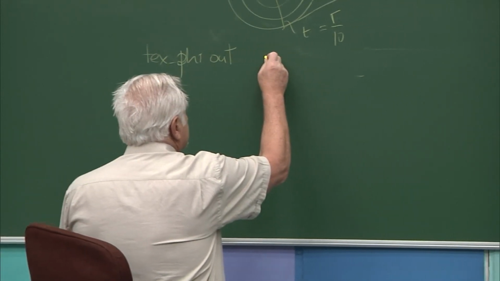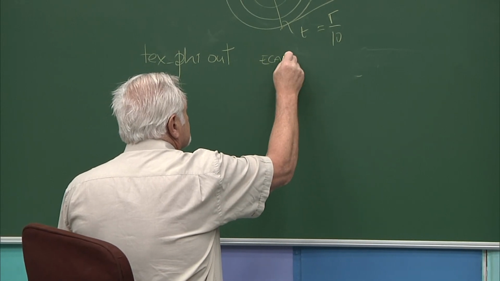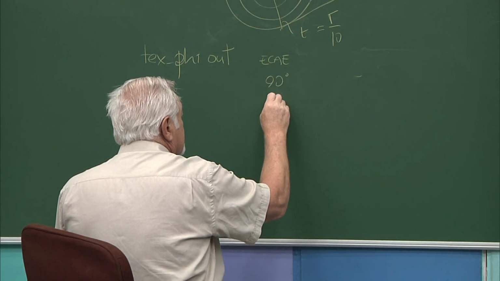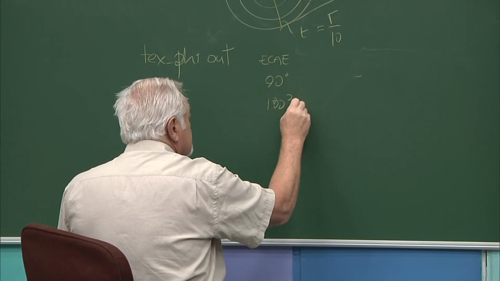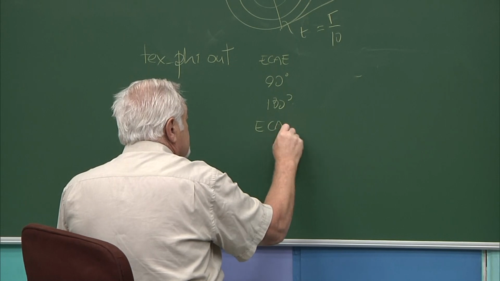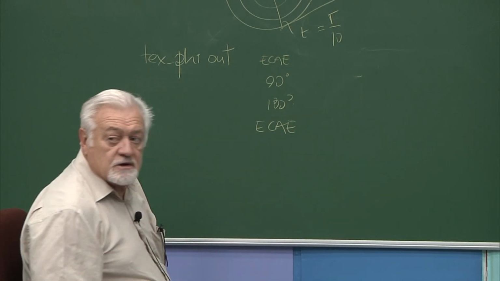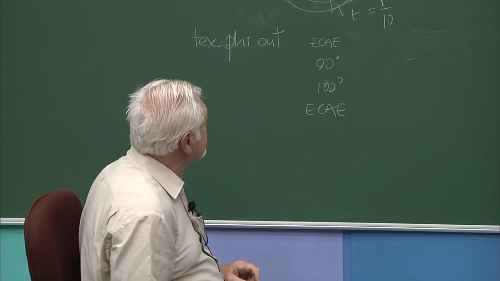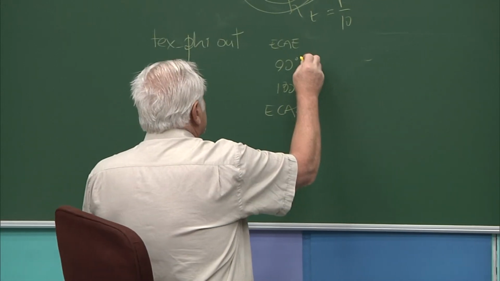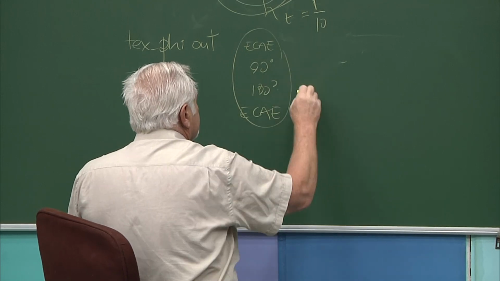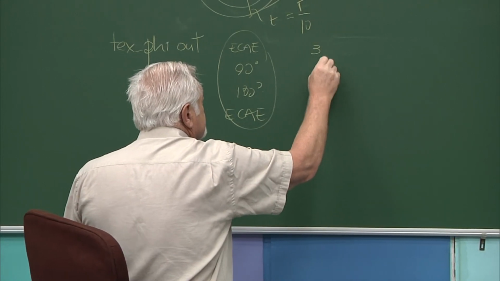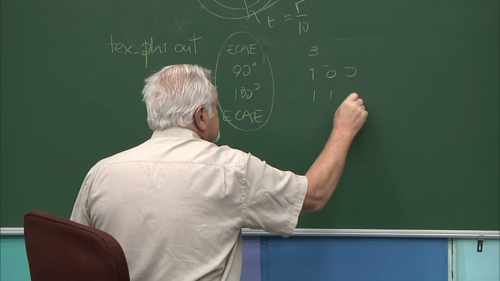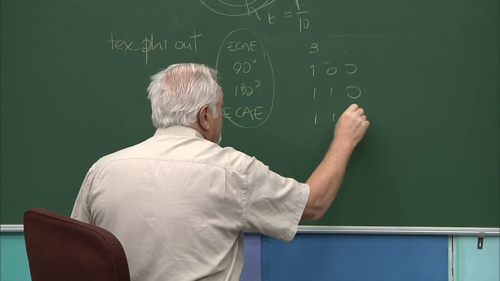So what is the first? The first is the equal channel angular extrusion. The other is the texture rotated 90 degrees. The other is the texture rotated 180 degrees. And the other is the equal channel angular extrusion. So there are four groups of files there. In addition to this, I asked to plot three poles. And the three poles are the 100, the 110, and the 111.